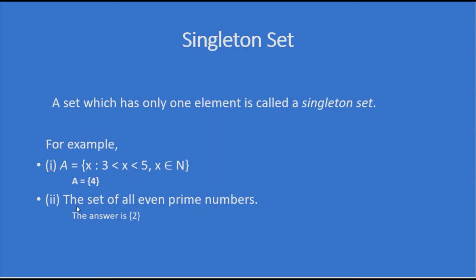The next one is the set of all even prime numbers. The answer is 2. 2 is the only even prime number in a set of prime numbers. So here the answer is 2 and hence this is called a singleton set.